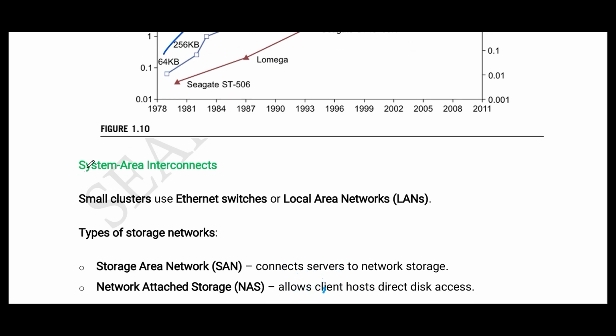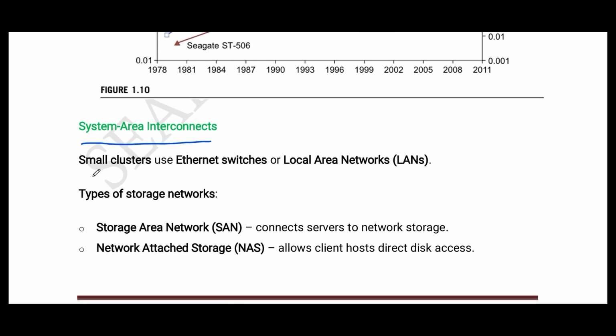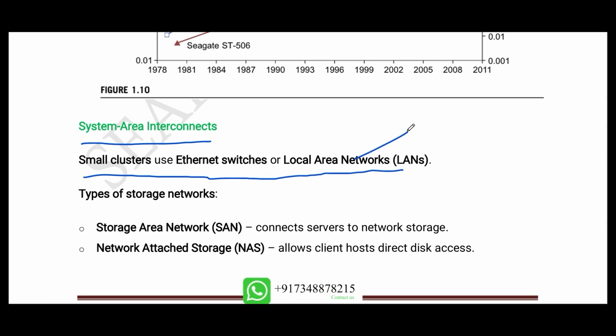Next is system area interconnects. Small clusters use Ethernet switches or local area networks. A local area network is a network covering a small local area, like building blocks. Small clusters make use of them.